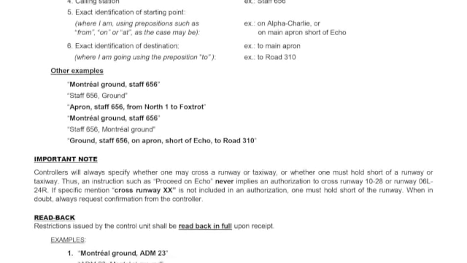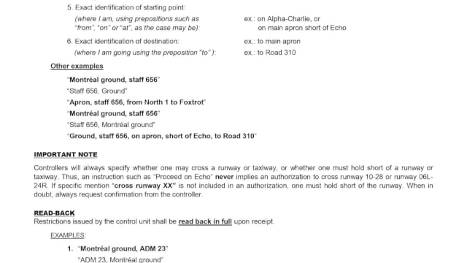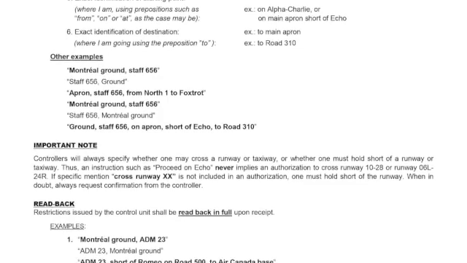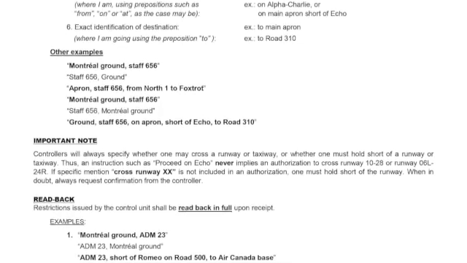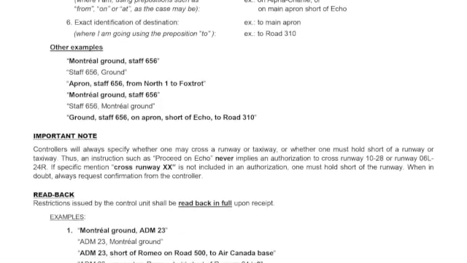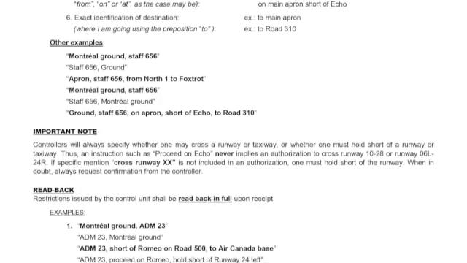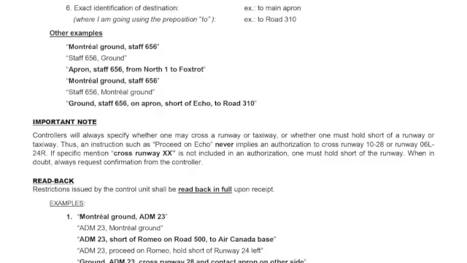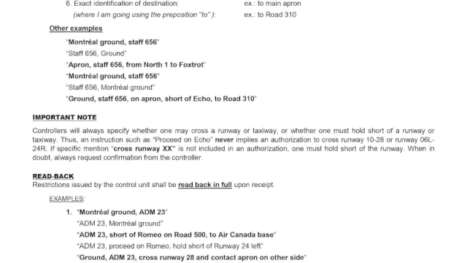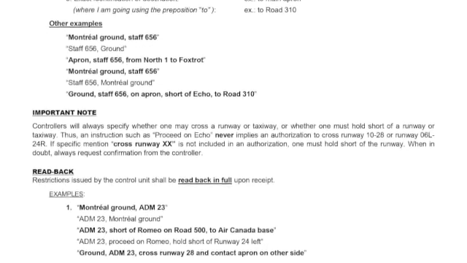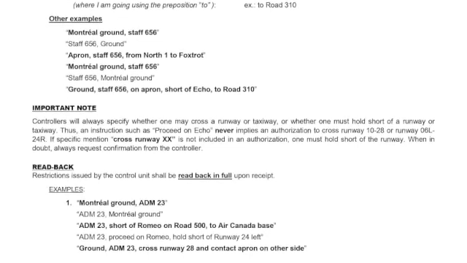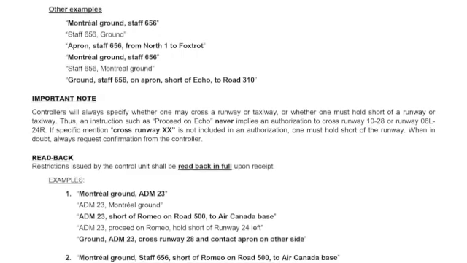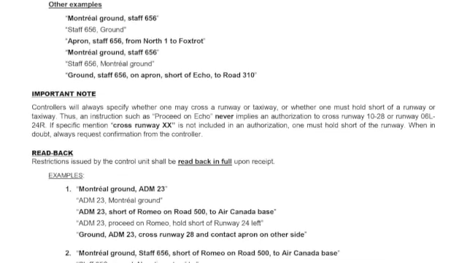Important note: controllers will always specify whether one may cross a runway or taxiway, or whether one must hold short of a runway or taxiway. Thus, an instruction such as proceed on Echo never implies an authorization to cross runway 10-28 or runway 06L-24R. If specific mention of crossing the runway is not included in an authorization, one must hold short of the runway. When in doubt, always request confirmation from the controller.